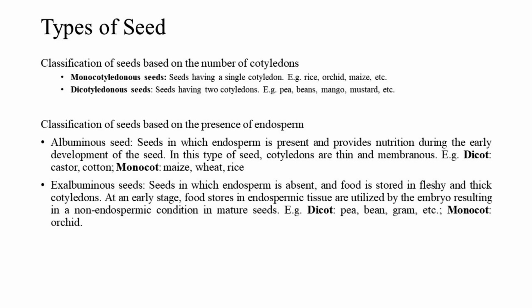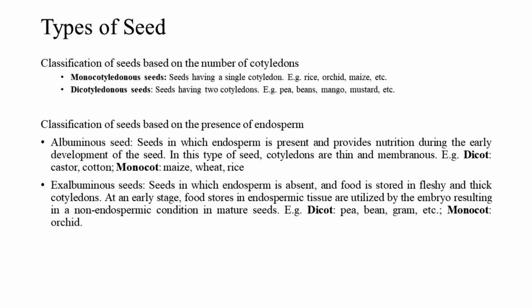Classification of seeds based on the presence of endosperm. Albuminous seed: seeds in which endosperm is present and provides nutrition during the early development of the seed. In this type of seed, cotyledons are thin and membranous, e.g. dicot: castor, cotton; monocot: maize, wheat, rice.